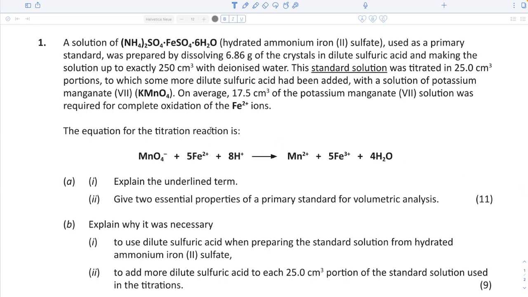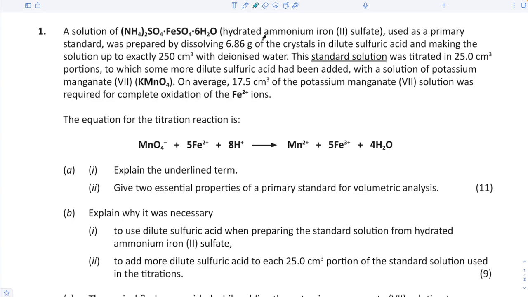In this video, we're going to take a look at the calculation involved in the standardization of potassium permanganate with a solution of ammonium iron 2 sulfate. So I'm going to focus only on the calculations in this video. The theory you should be able to get from your book or from other online resources like the Folens videos.